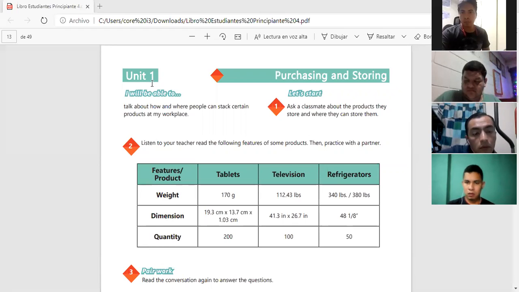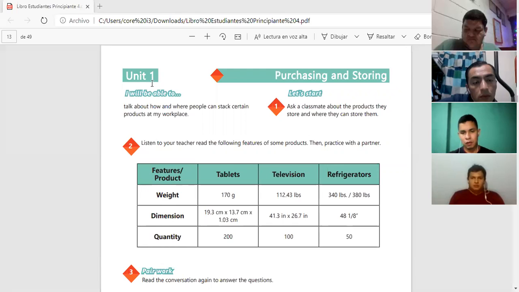Let's see the television. Javier, can you read it, please? Dimension? Yes. The television dimension is 41, yes, 41, 4.3.